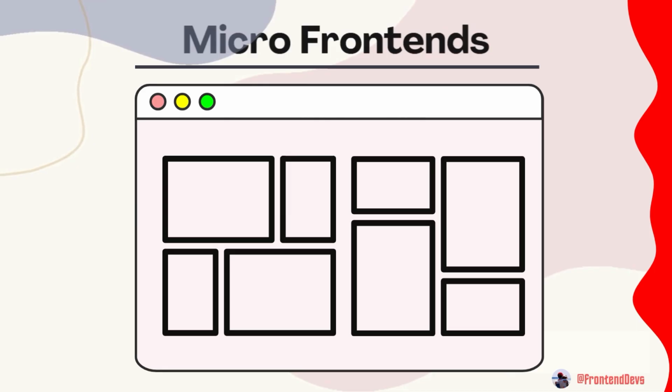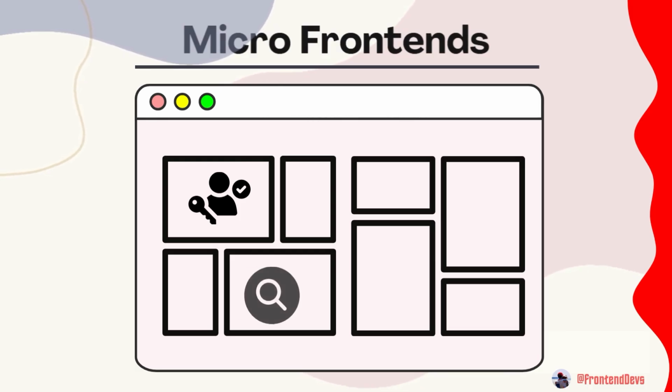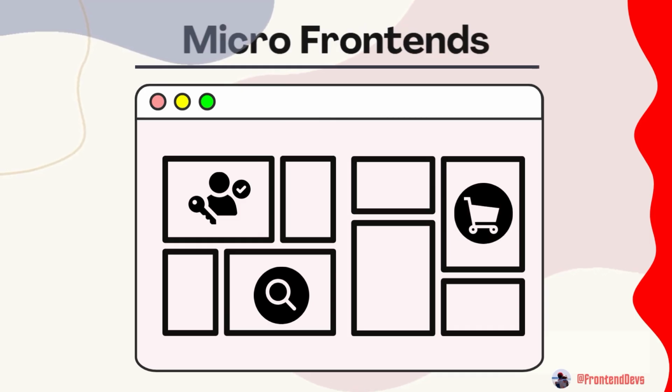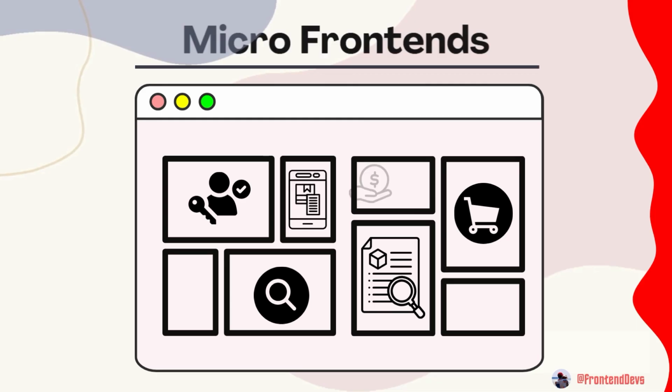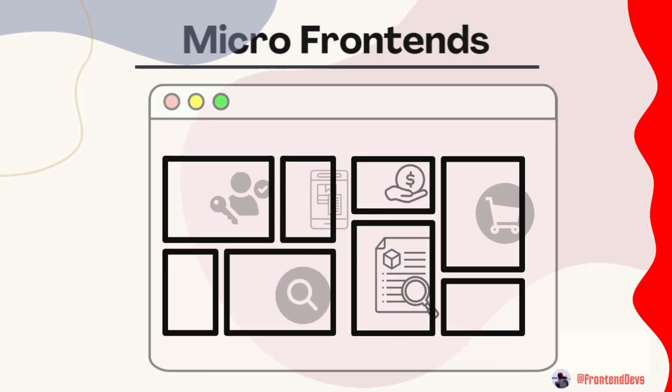We can have different micro frontends for managing authentication or user management. Then we have a micro frontend for product search, then cart, managing the order summary, product details page, and payment. That way, we can divide our large application into multiple smaller micro frontends, and we can scale our application at a modular level. Hope you are clear with what a micro frontend is.